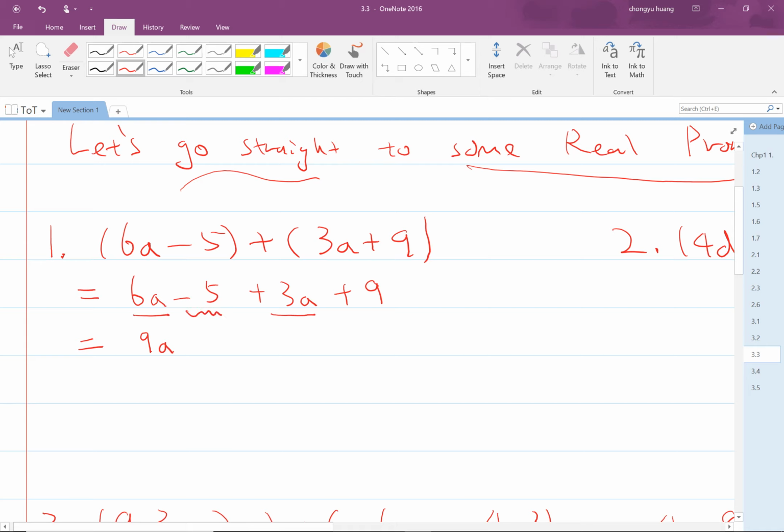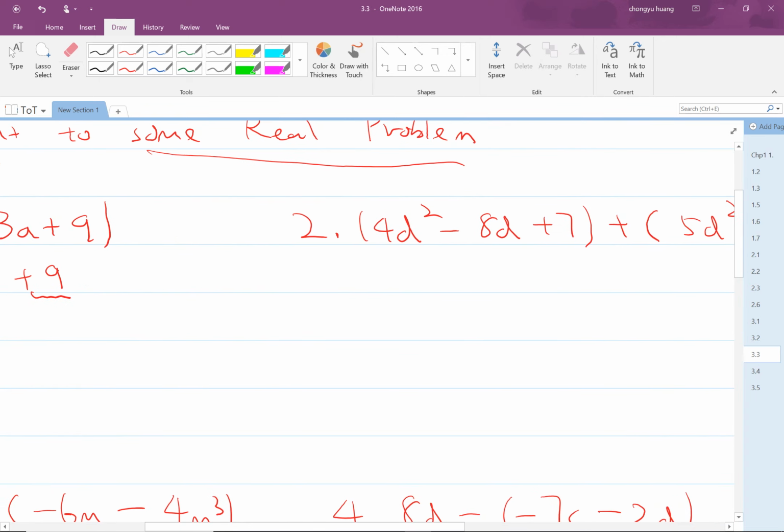Then we have two numbers: negative 5 plus 9, which is positive 4. So we have done question 1. See, it is quite simple. The answer for question 1 is 9a + 4. Okay, let's move on to question 2.